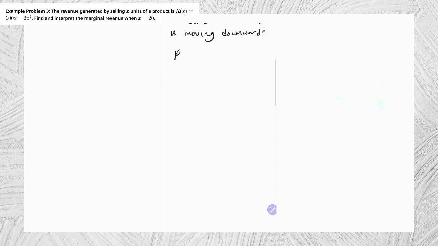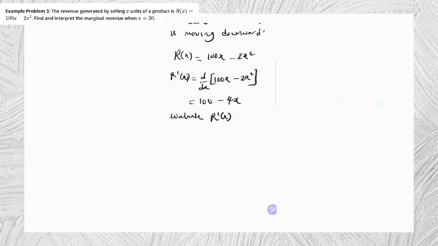Now, in this question, the revenue generated by selling x units of a product is capital R of x equals 100x minus 2x squared. Find and interpret the marginal revenue when x equals 20. Now, we start with computing the derivative of R of x, and that's d/dx of 100x minus 2x squared. Now we know when you differentiate 100x, you're going to get 100. And when you differentiate 2x squared, that will be 2 times 2, 4, and 2 minus 1. You'll be left with 4x.